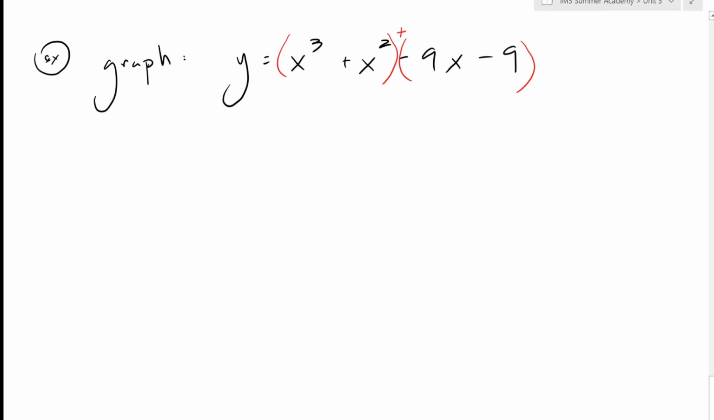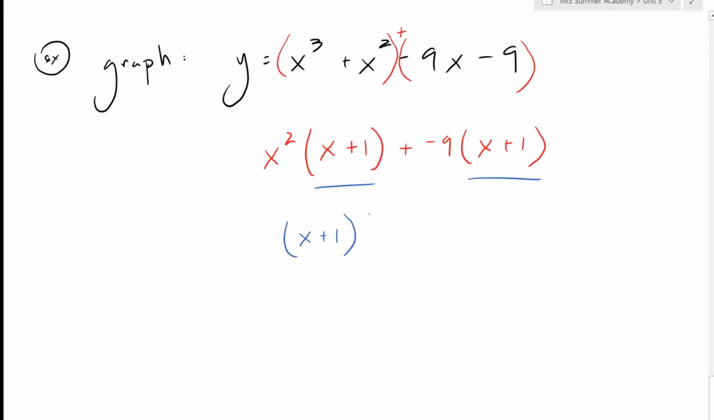GCF the first bit. X squared, leaving me with x plus 1. Plus, I'm going to factor out a negative 9, leaving me with x plus 1. If we have matching parentheses, we've done it right. X plus 1. Everything else gets put in the second set.